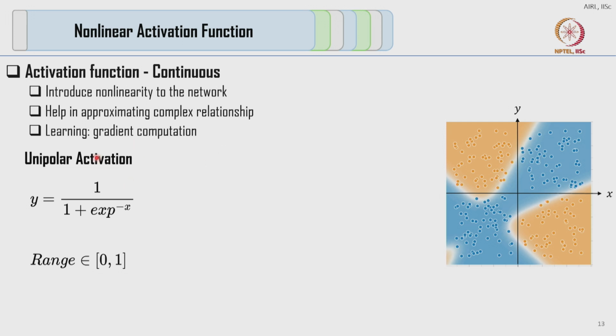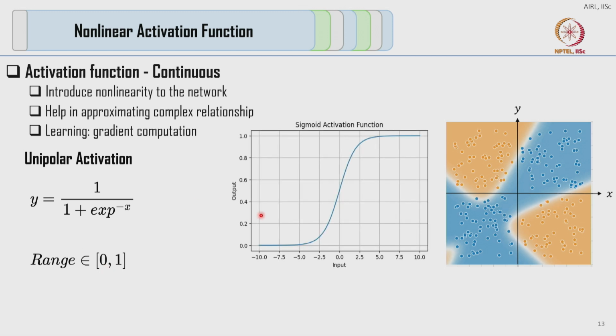One example is the unipolar activation function. If you are to represent it mathematically, y equals 1 divided by 1 plus exponential of minus x. x is nothing but the activation potential, right. The range for this y is between 0 and 1. A typical unipolar activation function is shown here.